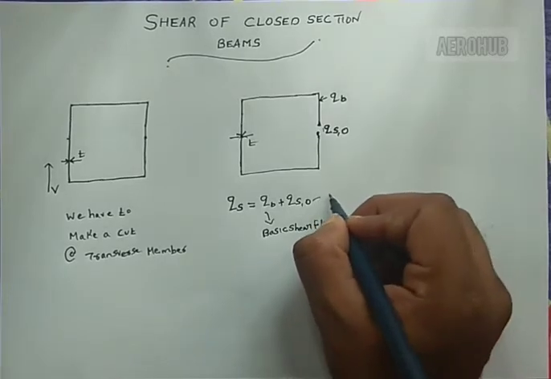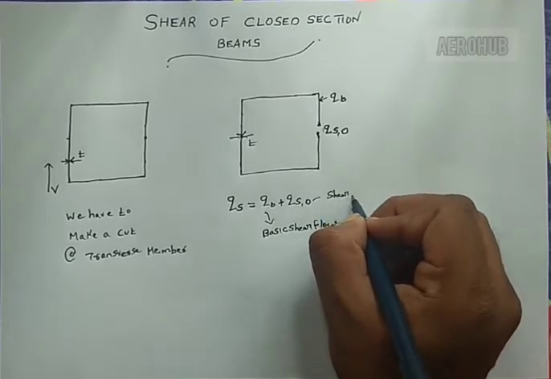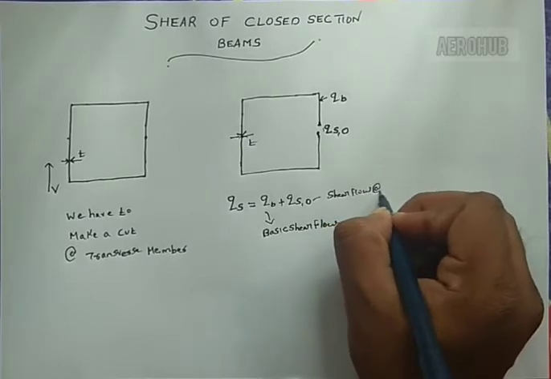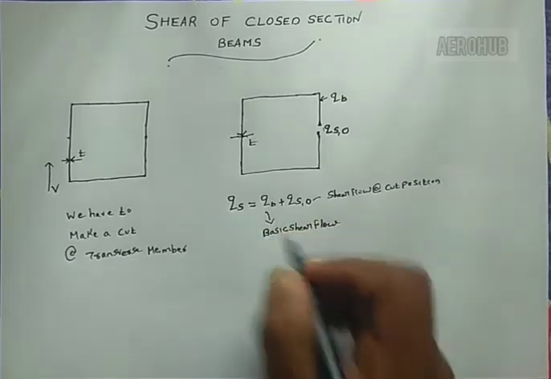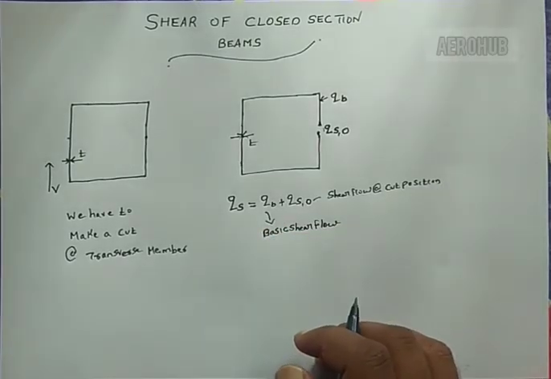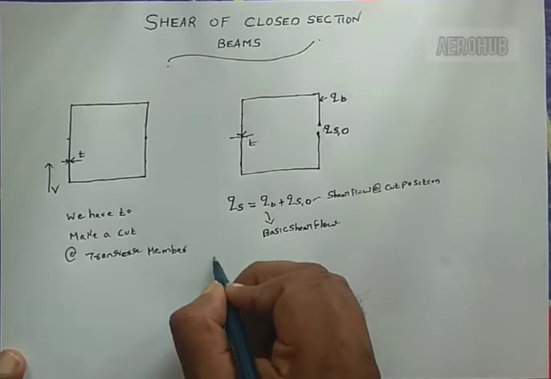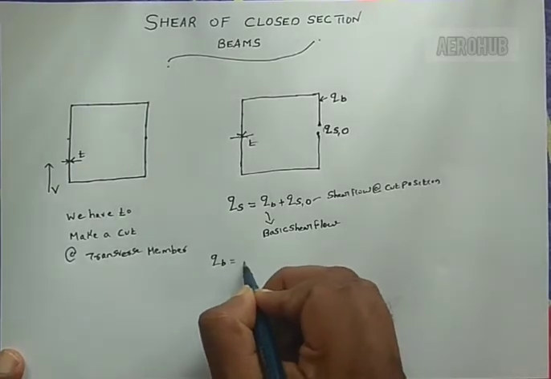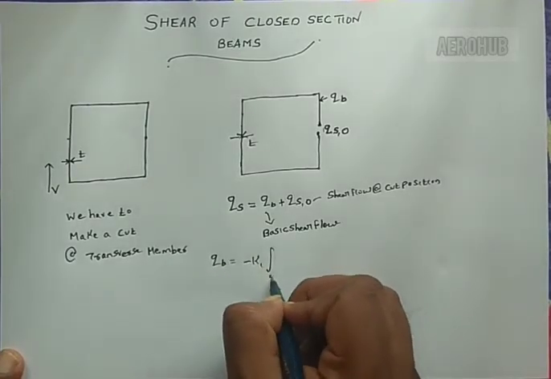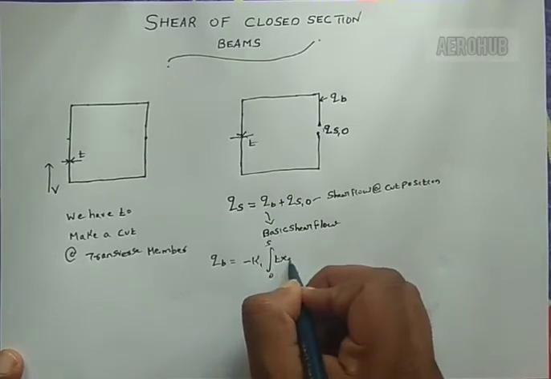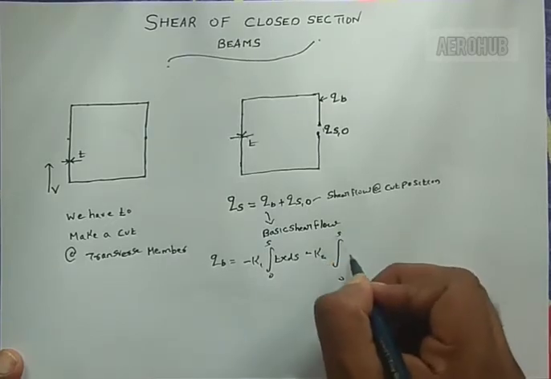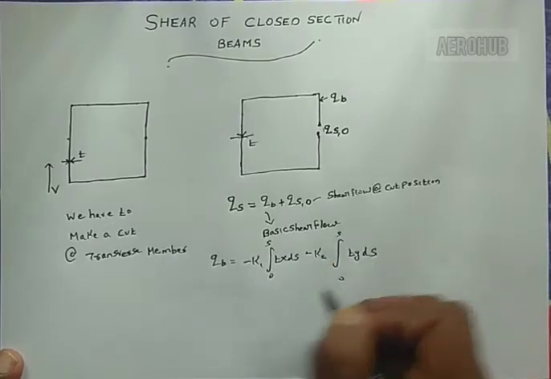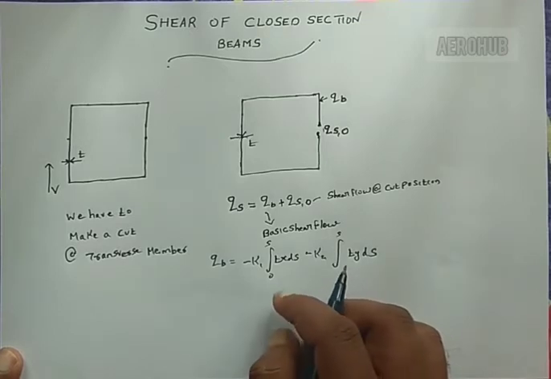And this is the shear flow at the cut position. Qs is the total shear flow. From the last lectures we know Qb is equal to minus K1 integral 0 to s of t x ds minus K2 integral 0 to s of t y ds. This is the formula for finding the shear flow distribution for an open thin wall section.